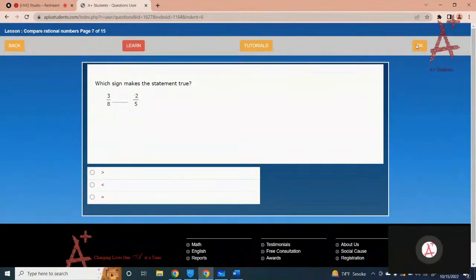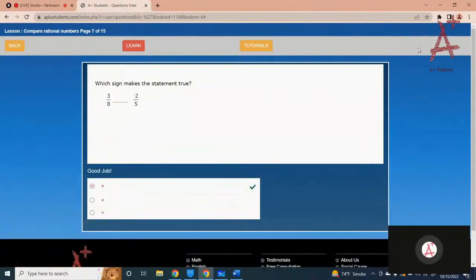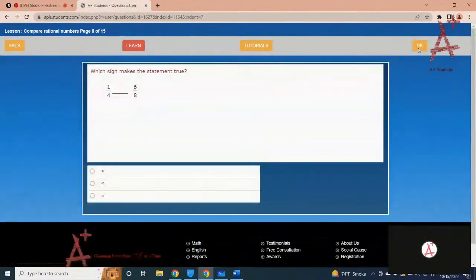Okay, 3 by 8 and negative 2 by 5. So you have negative 2 by 5. Whenever you have a negative sign, that means 3 by 8 is greater than negative 2 by 5, because negative numbers are always smaller than the positive numbers.